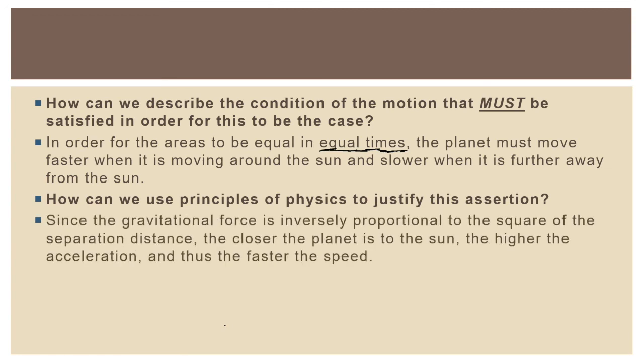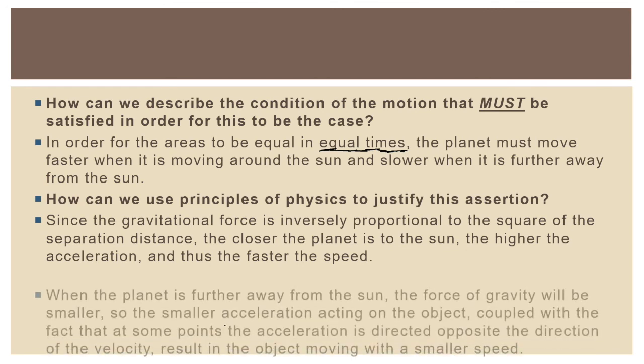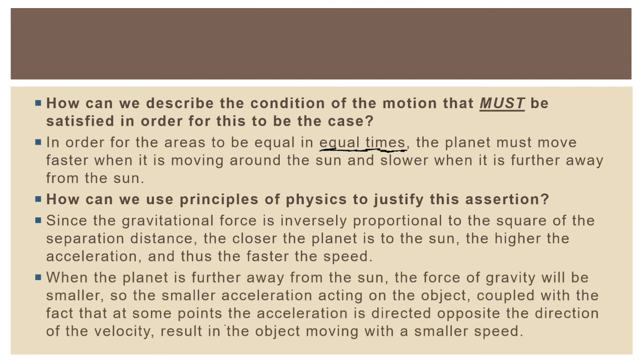Since the gravitational force is inversely proportional to the square of the separation distance, the closer the planet is to the sun, the larger the gravitational force, the higher the acceleration, and thus the faster the speed. On the other hand, when the planet is further away from the sun, the force of gravity will be smaller, so the acceleration acting on the object will be smaller.